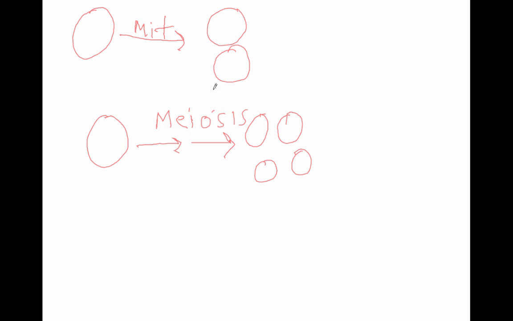Some of the differences are that mitosis we typically think of as being found in somatic cells, and meiosis we typically associate with being in gametic cells or in our gametes. Somatic cells are the cells that are found in every part of our body or any organism's body. These are the cells that when they divide, they create genetic clones.